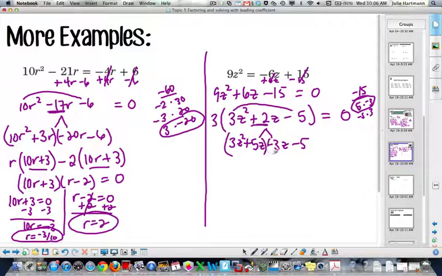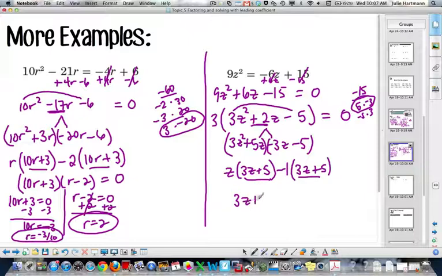Group that. Can take out a z. I'm left with 3z plus 5. Here, they're both negative, so I'm going to take out a negative 1. That'll give me a positive 3z and a positive 5. Now they both have a 3z plus 5, so I'm going to take that out. What I'm left with is z minus 1.